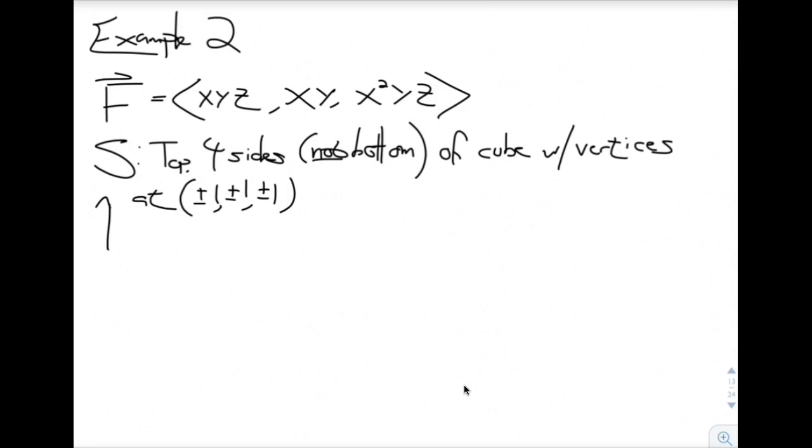It's the top and four sides, not including the bottom, of a cube with vertices at plus or minus 1, plus or minus 1, plus or minus 1. So there are actually 8 vertices here, and they describe a cube. The cube is a cube where each side has length exactly 2. I'll try to draw a picture of the cube.